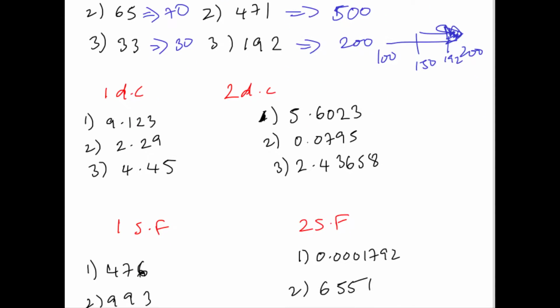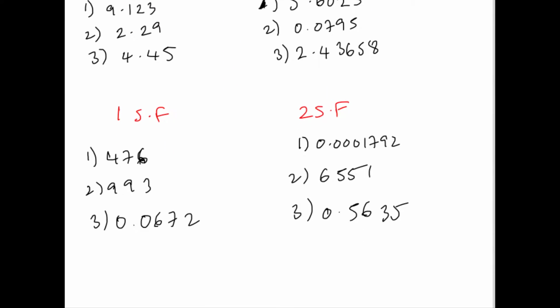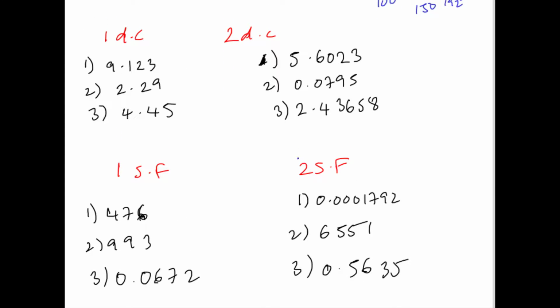Okay, so now let's go through decimal places. So now we're going to do decimal places and significant numbers. Let's go through the decimal places. So we want these numbers to one decimal place here. Alright, so how do we do this?